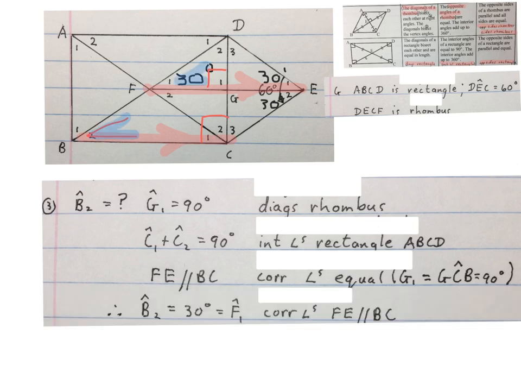Then you may write that angle B2 is equal to 30 degrees. There's our answer because it's equal to the F1, corresponding angles, FE parallel to BC. So that angle there and there are equal. There's the two parallel lines. There's the transversal, and they are corresponding angles with parallel lines. Please stop the video and get your brain around this part.